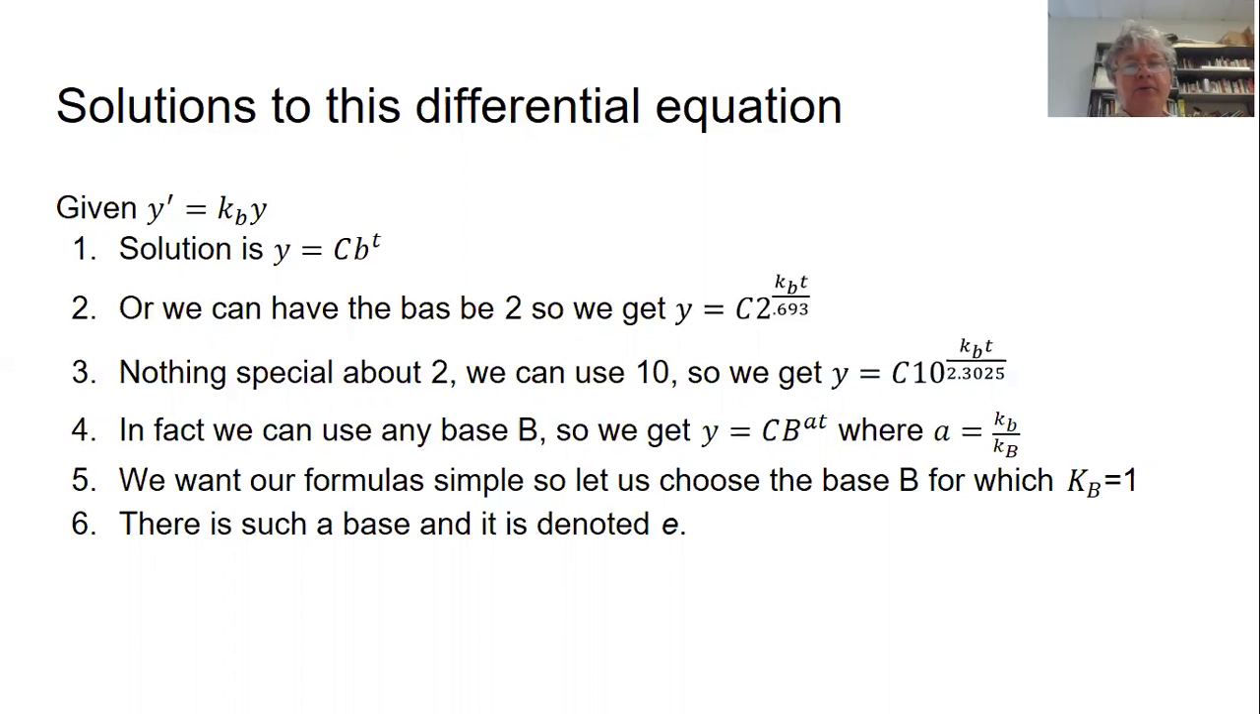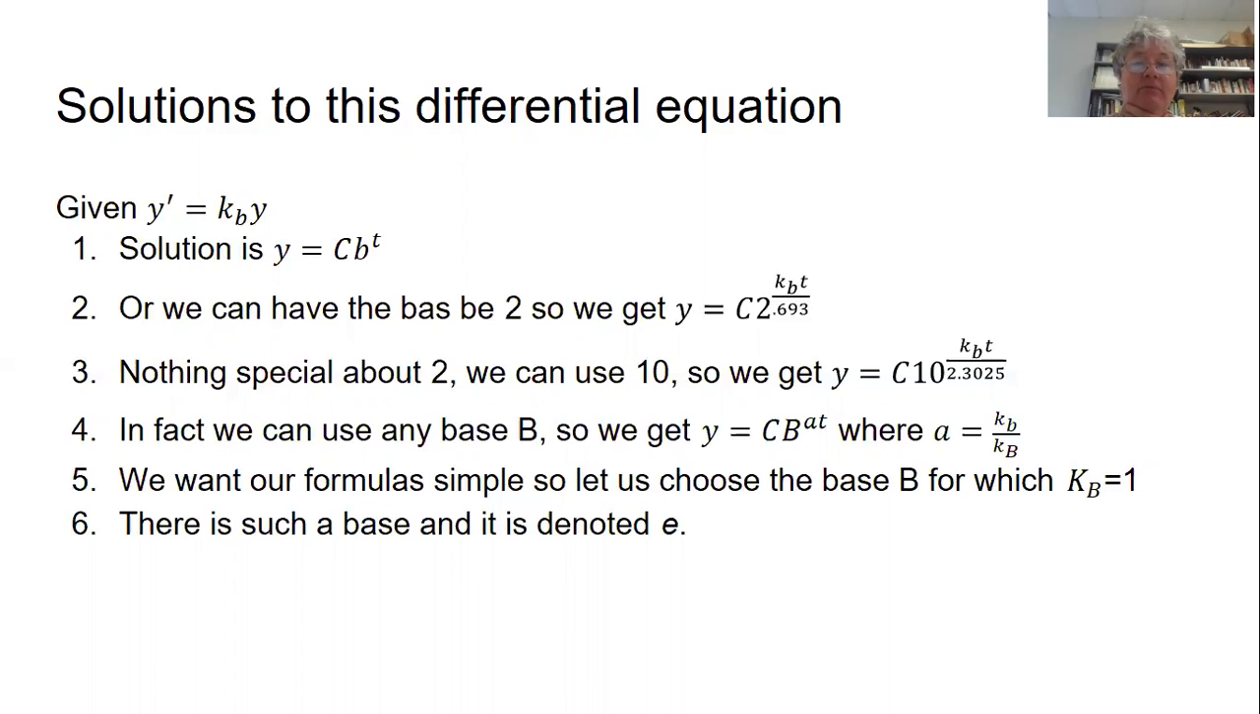Or we could use base 10. And there we've got to divide by 2.3025 because k_10 is 2.3025. So we divide and multiply by the same number. So it ends up we just keep on multiplying by k_b. And so we can do that for any base capital B.